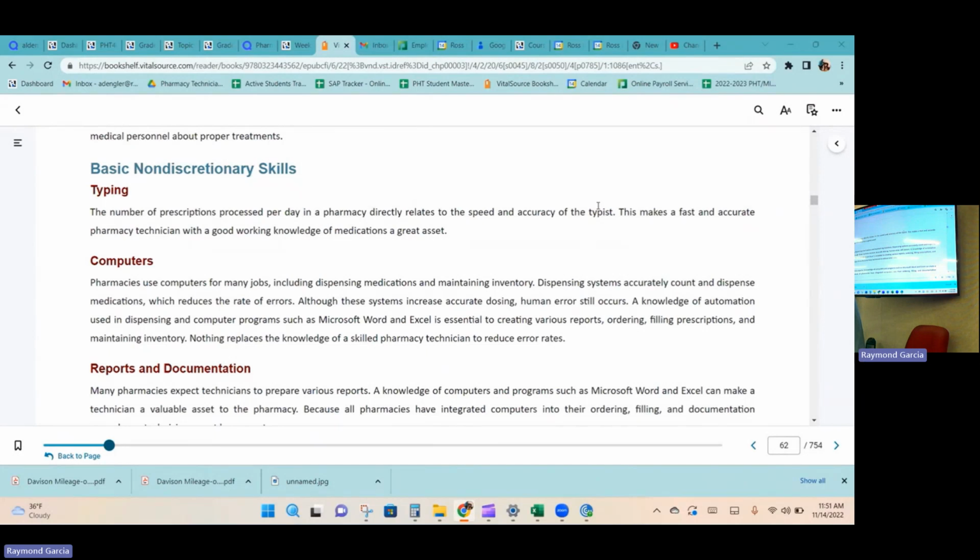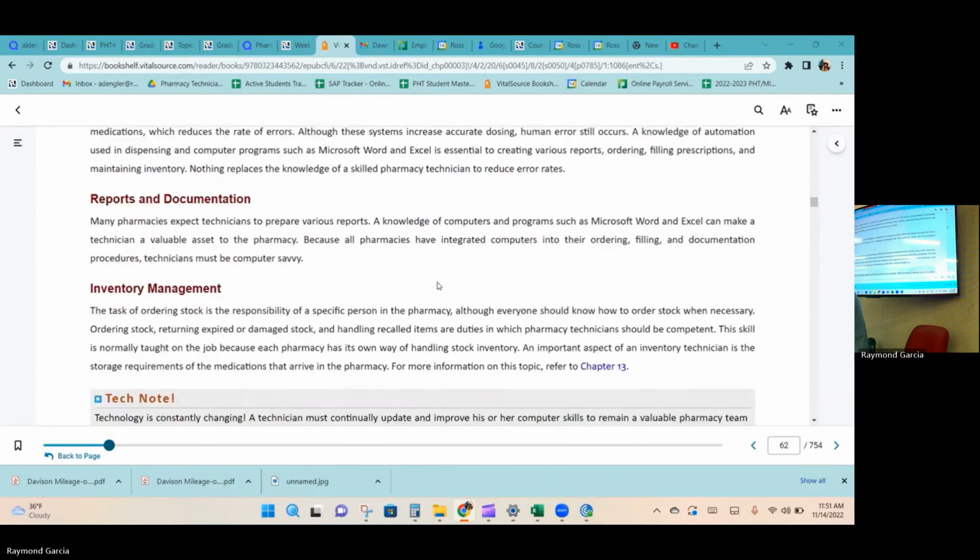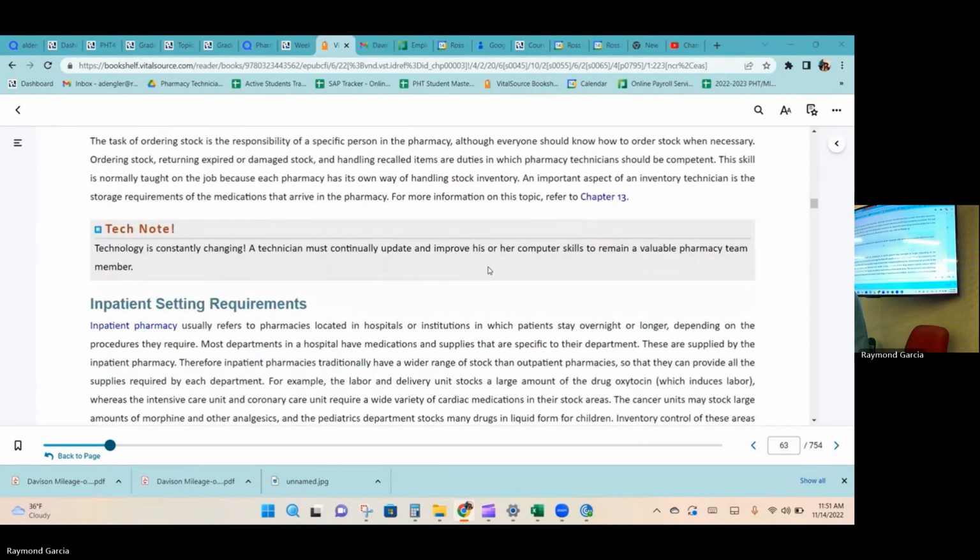Computers are going to be used in the pharmacy a lot. Obviously, that's pretty much what you're going to be working on all day. That's how we enter prescriptions, bill insurance, manage inventory, basically everything in the pharmacy. There will be a lot of reports and documentation, which goes along with pharmacy law. Inventory management, crucial.